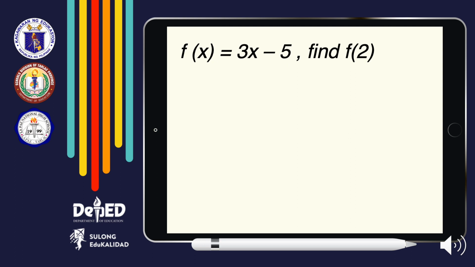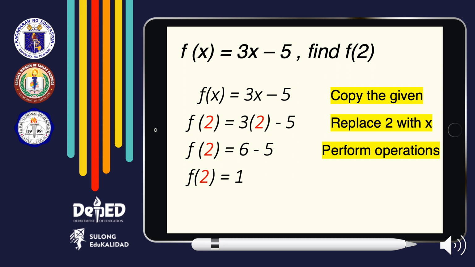Okay. Now how about this? You may pause this video and answer. Okay, so the answer there is 1. How did we come up with that? This is the solution. From the given function, when x is equal to 2, we copy the given. That will be this: 3x minus 5. Replace x with 2. We have 3 times 2 minus 5. And 3 times 2 is 6, minus 5 is equal to 1.